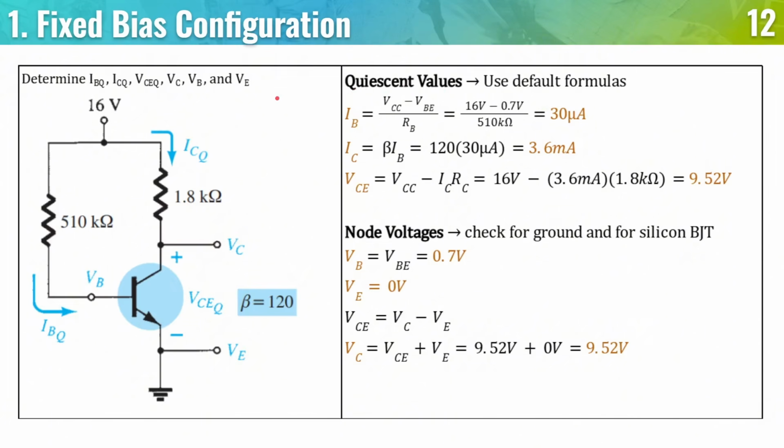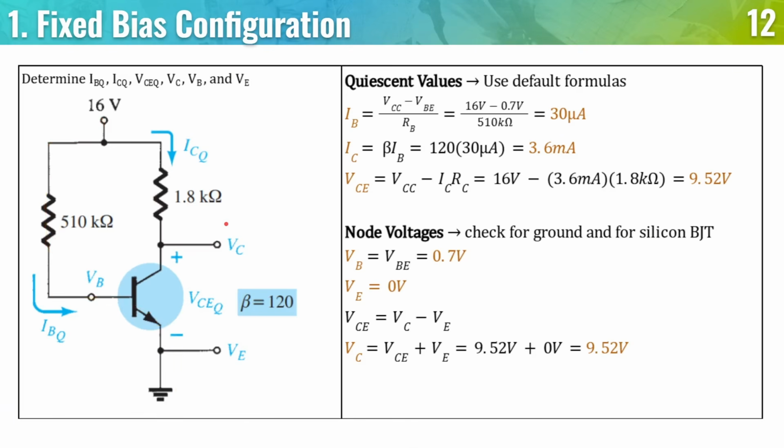So this is an easy one to start with. So first of all, for the first three given, when we say Q subscript or quiescent values, it just means that we can use the default formulas. There is no input voltage mentioned here, so you can just use the formulas as normal. So let's apply Ohm's law for IB. IB is equal to VCC minus VBE. So VCC is the source minus VBE, the voltage drop, all over RB.